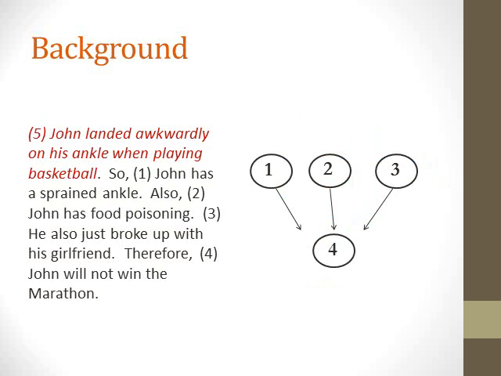Okay, so here's another example with a sub-argument, and this time I've actually used the same argument with John not winning the marathon as the conclusion. But what I've done is I've added the sub-argument with claim 5, which is not depicted in this diagram yet. But this diagram on the right-hand side actually simply depicts the original argument 1 through 4, which, as a reminder, the conclusion is John will not win the marathon because premise 1, John has a sprained ankle. Premise 2, John has food poisoning, and premise 3, John broke up with his girlfriend.